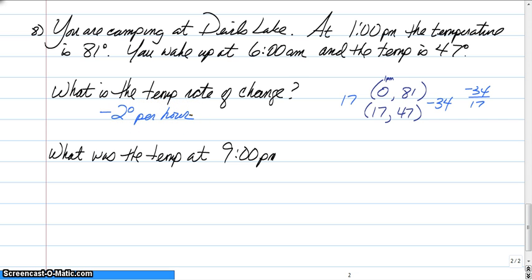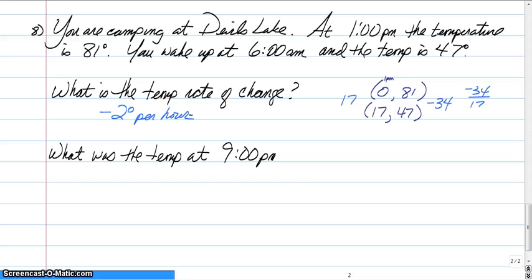Okay, so now what we're going to do is use that to figure out what the temperature was at 9 p.m. So we're assuming that at 1 p.m. that was the hottest point of the day, and it just kept on decreasing from there. So we're going to predict what it was. Well, think about it. 9 p.m. is how many hours after 1 p.m.? Okay, that is 8 hours later.